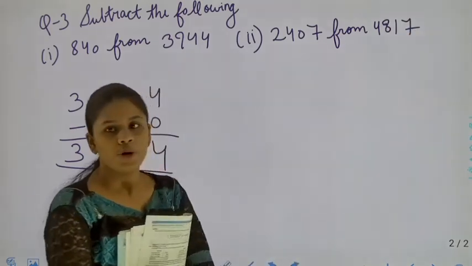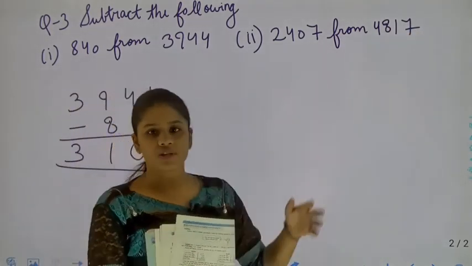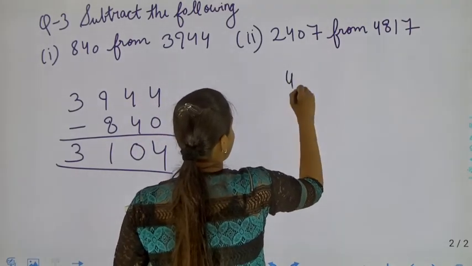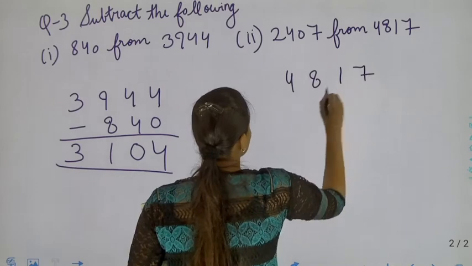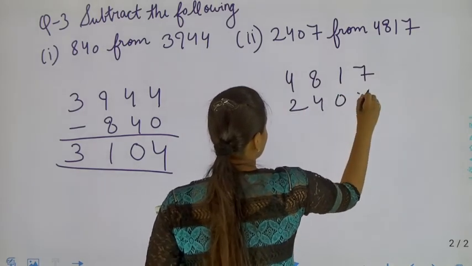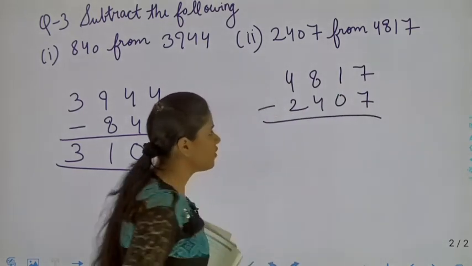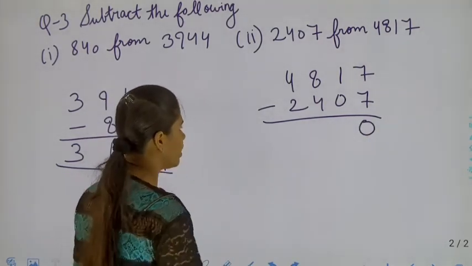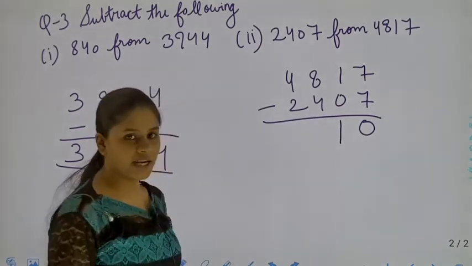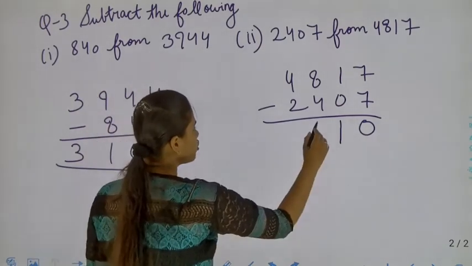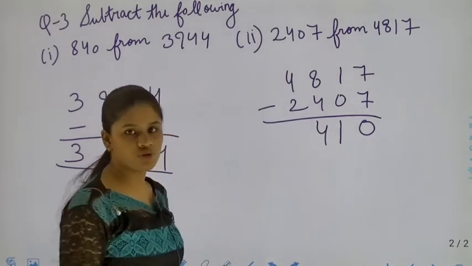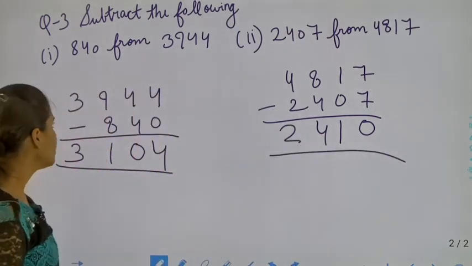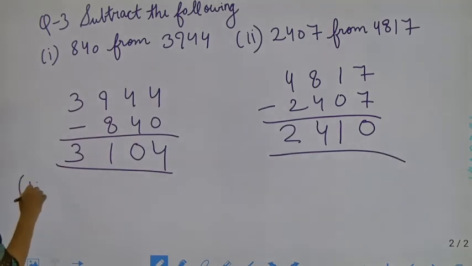Again we have to do subtraction from 4,817 minus 2,407. 7 minus 7, it will be 0. 1 minus 0, it will be 1. 8 minus 4, it will be 4. And 4 minus 2, it will be 2. That is 2,410.